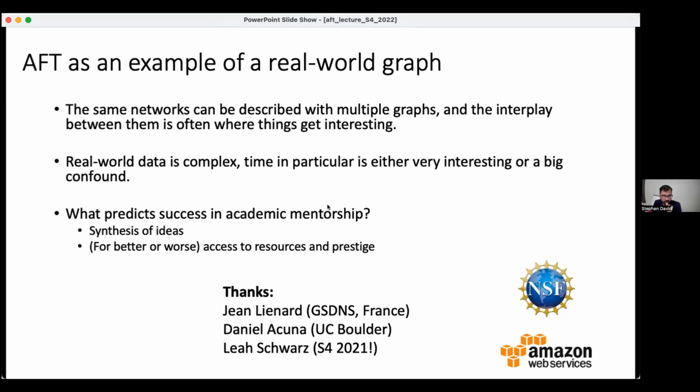All right, and just to quickly mention a couple of the postdocs who were involved with this work. Jean Lénard was involved with the synthesis analysis, and Leah Schwartz, who was actually a student in S4 last year, was the key player in the analysis of gender and mentorship.